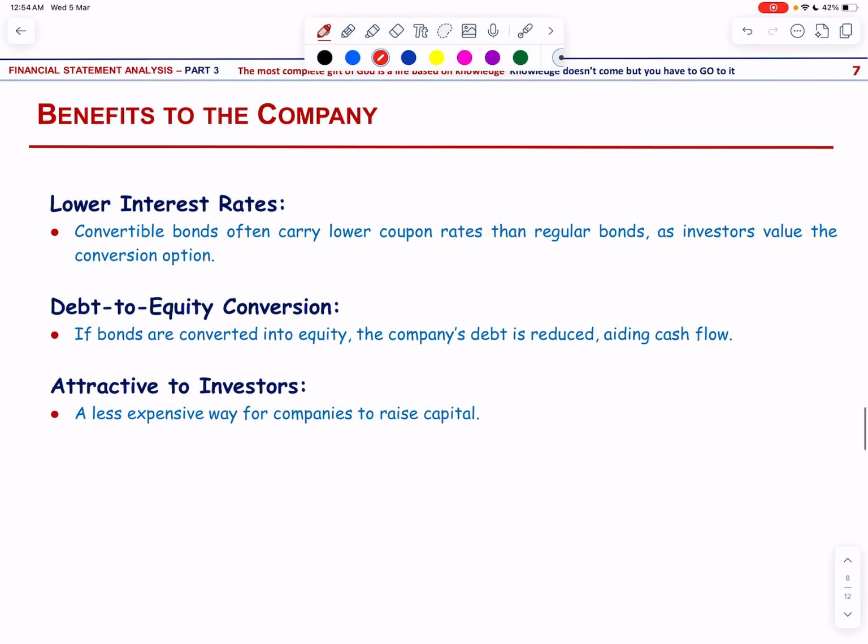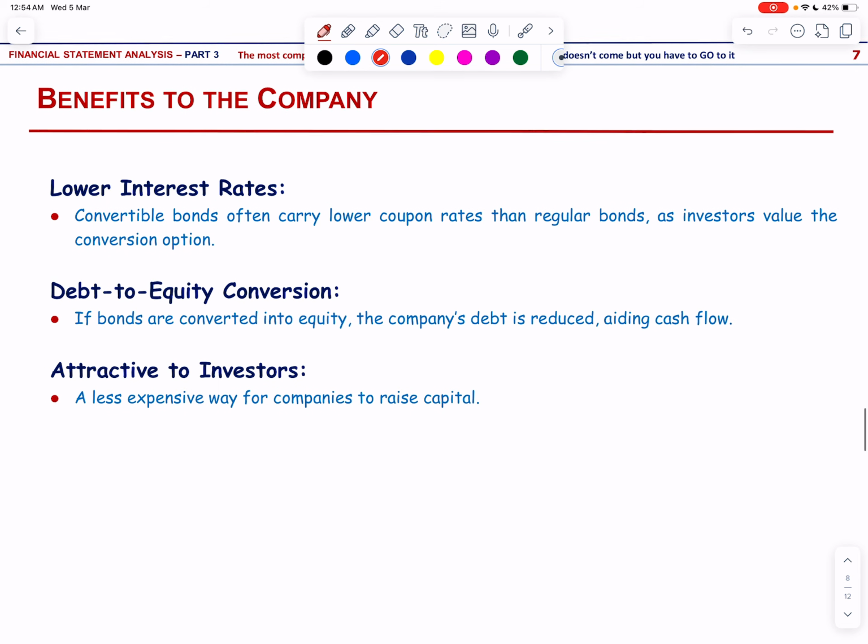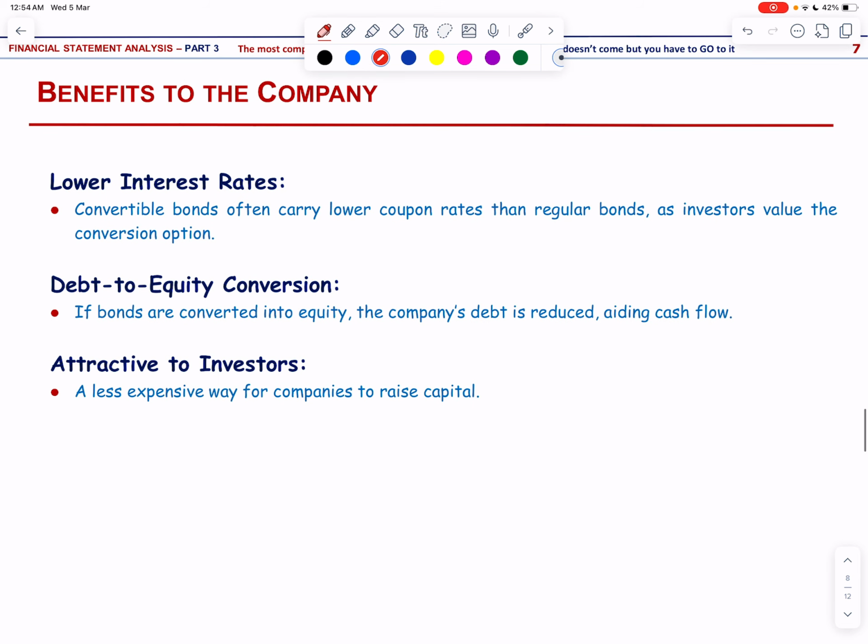From the company's perspective, convertible bonds can be attractive to companies because they often have lower interest rates compared to regular bonds. Now, since the investors are willing to accept lower yields in exchange for the option to convert into equity. If the bonds are converted into stock, the company doesn't have to repay the debt in cash, which can help its cash flow.